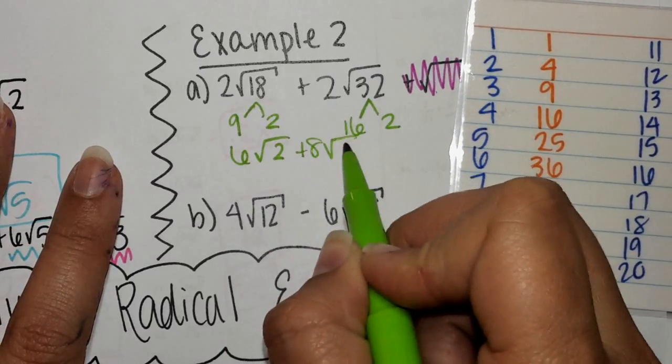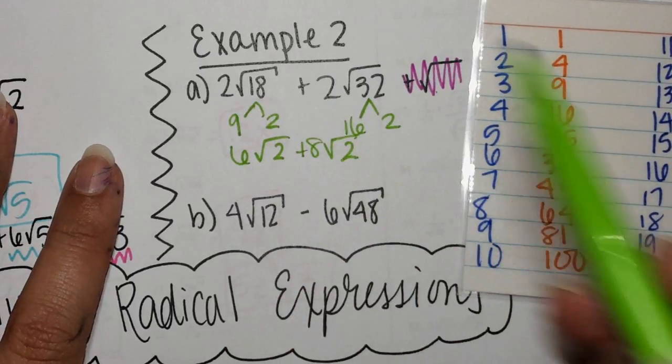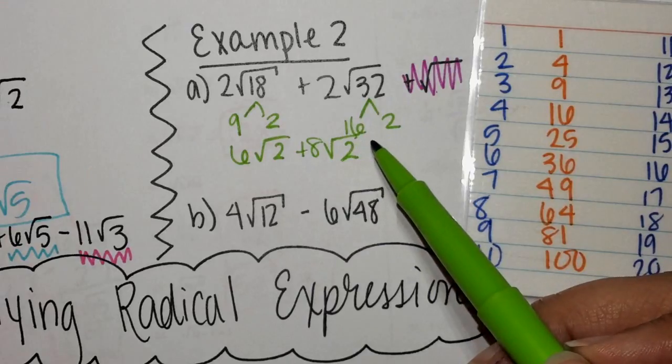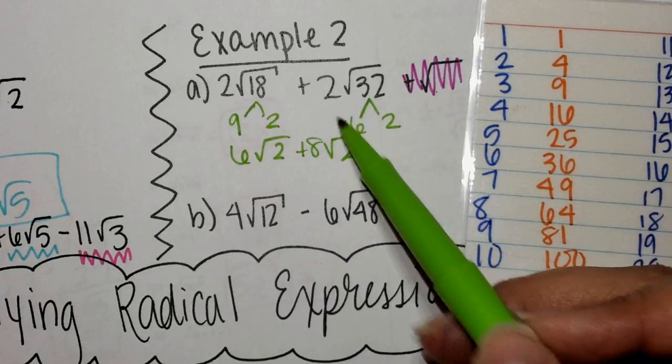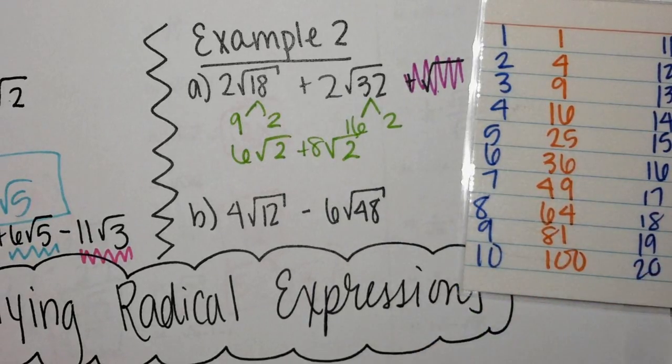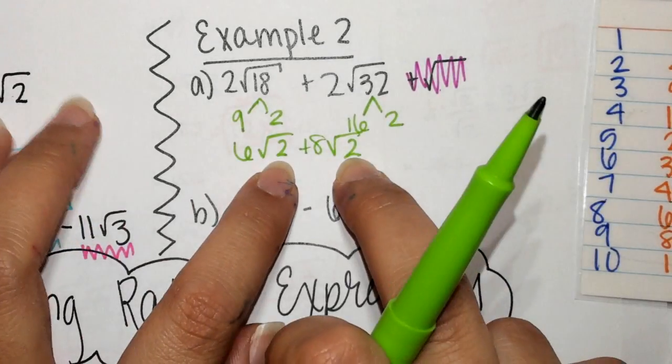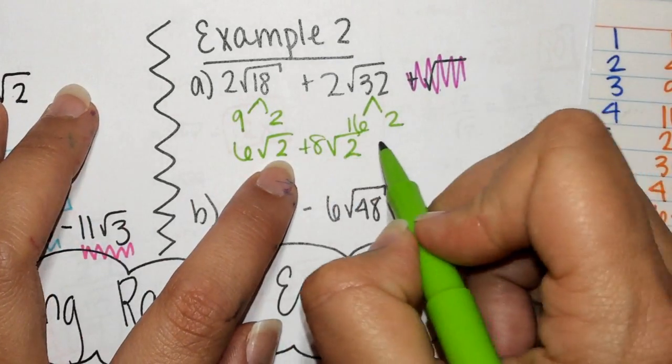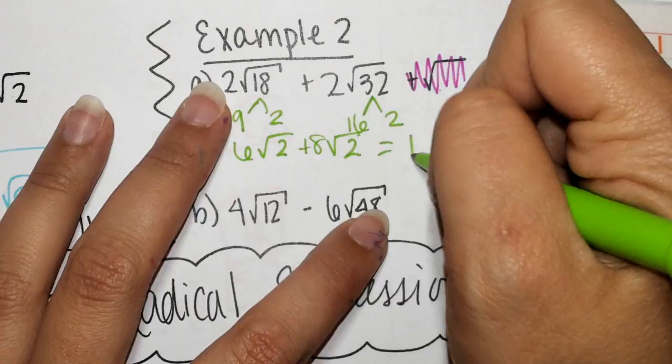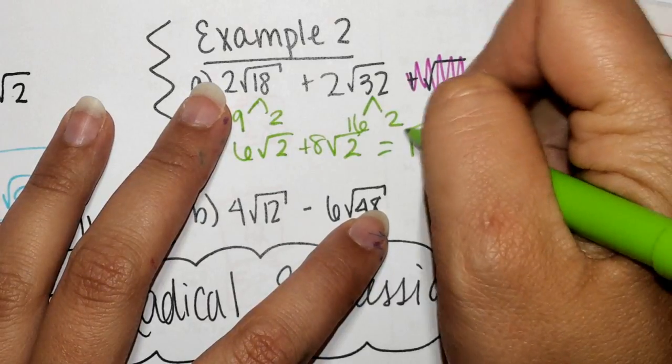The square root of 16 is 4. 4 times 2 is 8. And now, are the numbers under the radical the same? Yeah. So am I going to add 6 and 8? Yes, 14. 14 root 2.